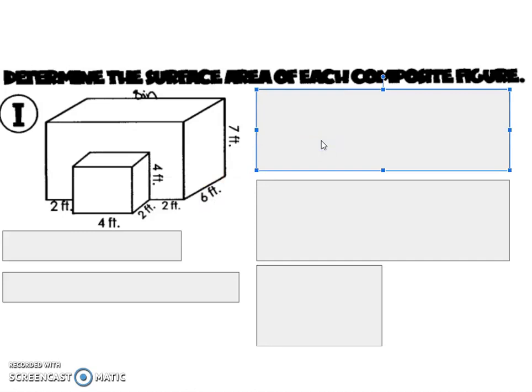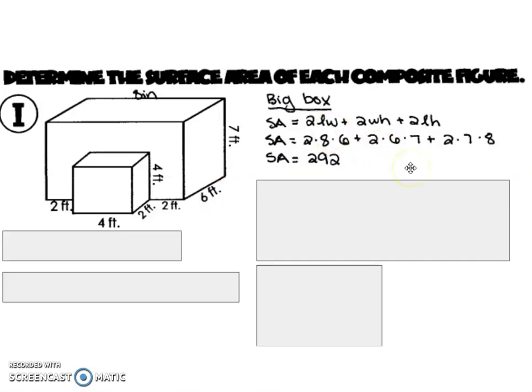So starting with our big box, our surface area formula is 2 times the length and width plus 2 times the width and height plus 2 times the length and height. And you can do that in any order. I'm finding the whole big surface area of this box. That gives me the top and the bottom and all 4 sides. We're going to deal with that overlapping part in a second.